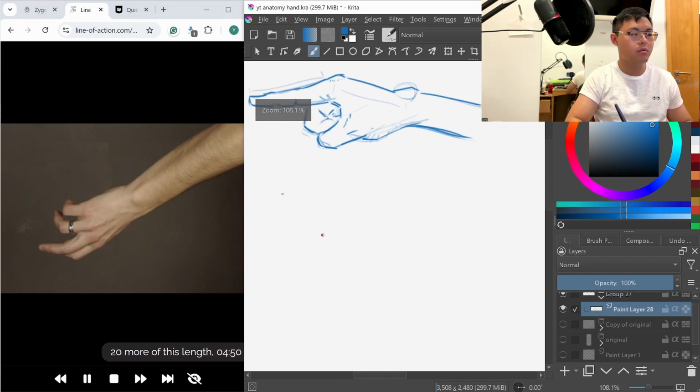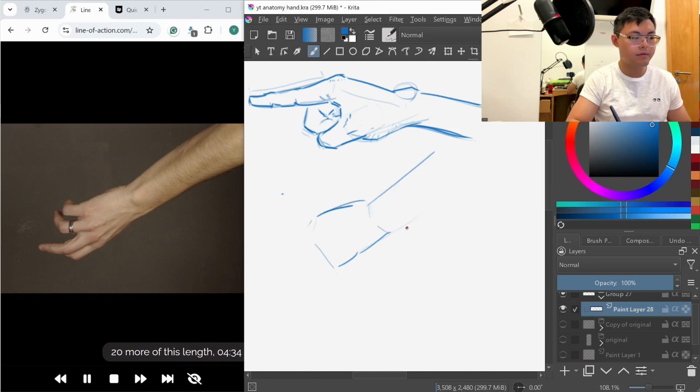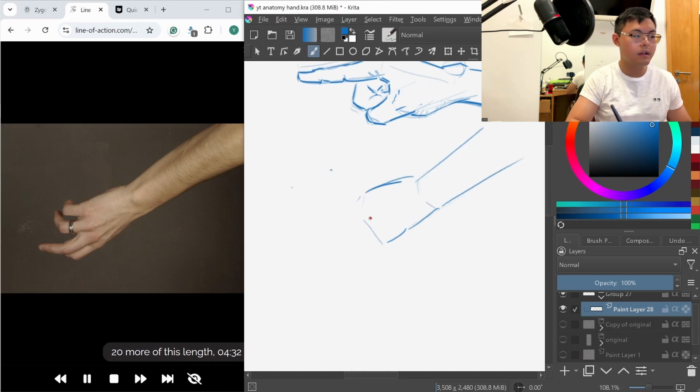Yeah, so we'll start from here. That's the general anatomy. And maybe then just draw the rough shape of it.